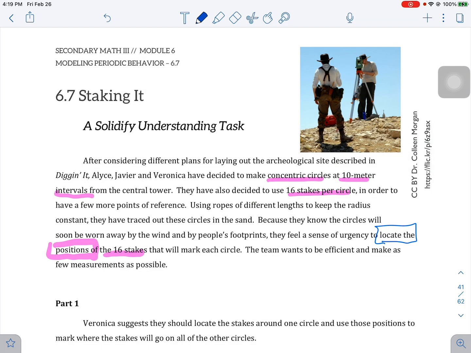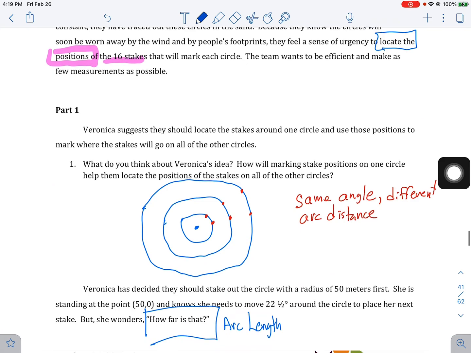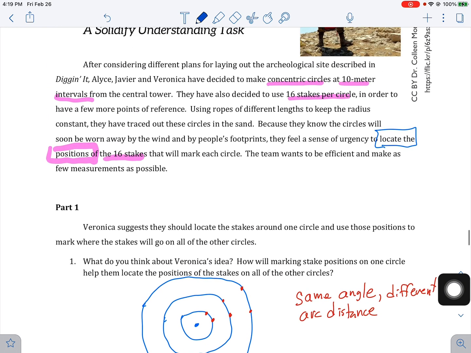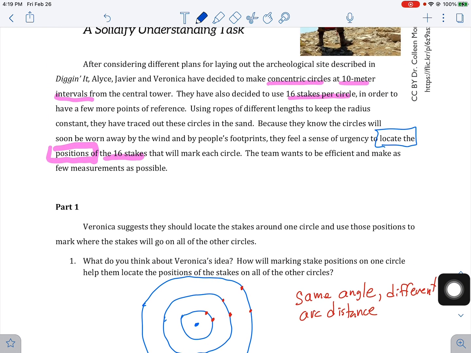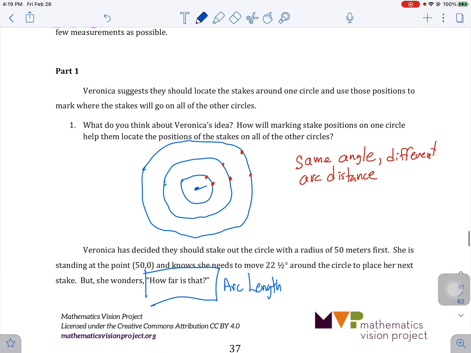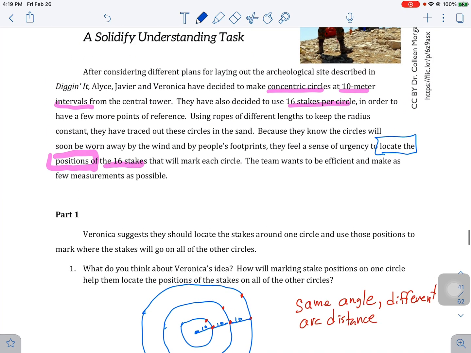Hey, welcome. We're looking at 6.7 task, starting to look at using radians here. There's an archaeological site and they've got concentric circles. So here's a possible picture of that. They have 10-meter intervals, so you would go 10, 10, 10-meter intervals. And they have 16 stakes per circle. And then they go ahead and create that.